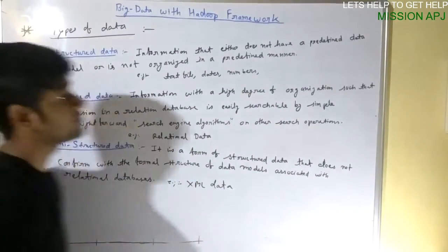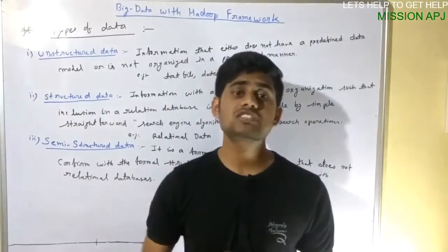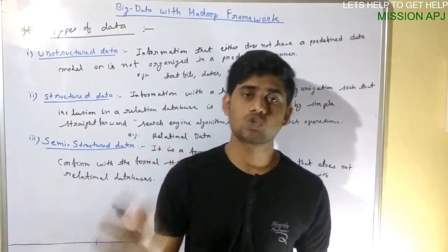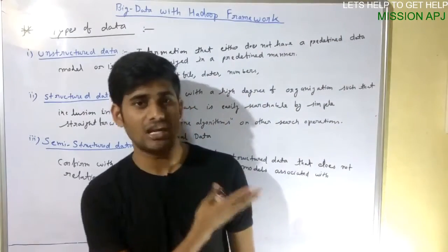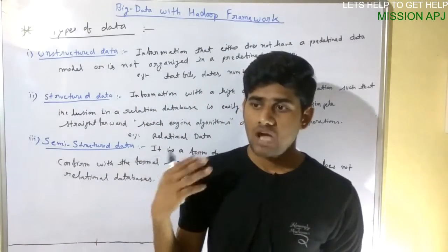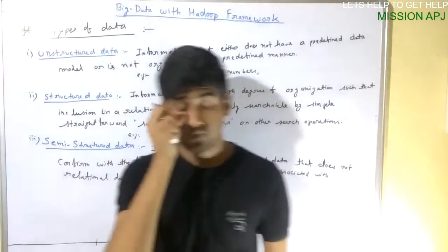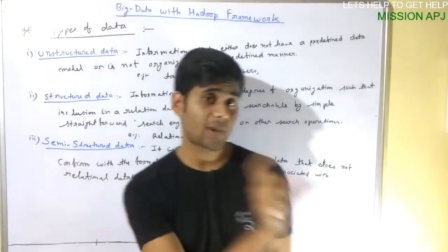Okay, so what is relational data? Data which is related to each other. Like student age is related to the name, student height is related to the name. So these data are related to the particular student.